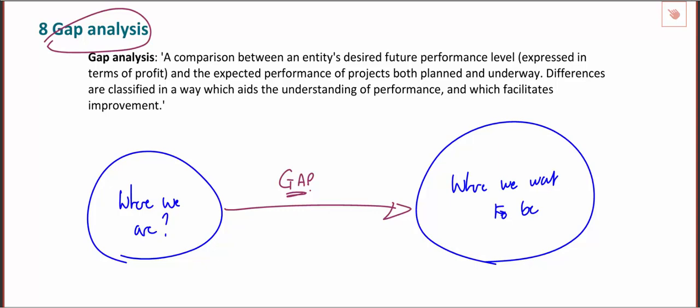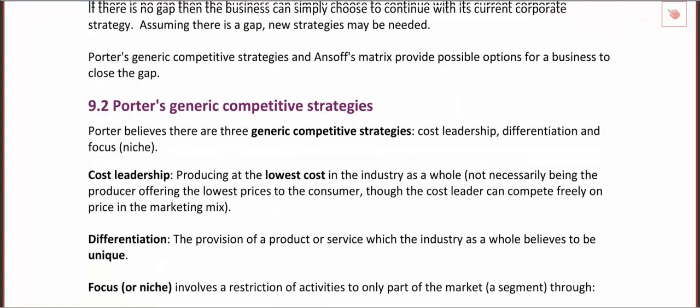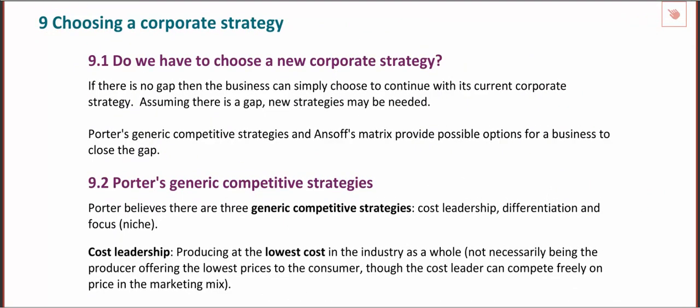So where we are is our current position. Where we want to be is our future vision or our goal. And then the objective, or the strategy, is going to be how we're going to get from one place to the other. Now, section 9 starts off by asking, well, actually, do we really need a new corporate strategy?